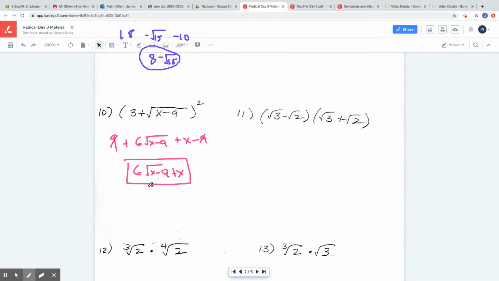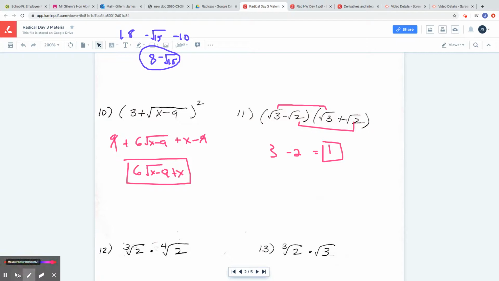Okay. Looking at 11, you should notice something. 3 and a root 2, 3 and a root 2, opposite sign. These are what we call conjugates. So you just have to square the first and square the last. Root 3 times root 3 is 3. Root 2 times root 2 is 2. 3 minus 2, 1. And there's your answer. It's just 1.